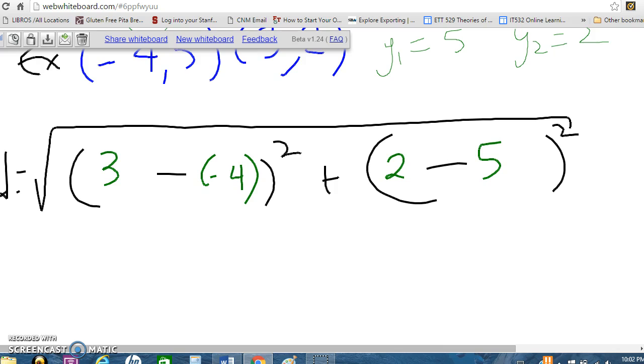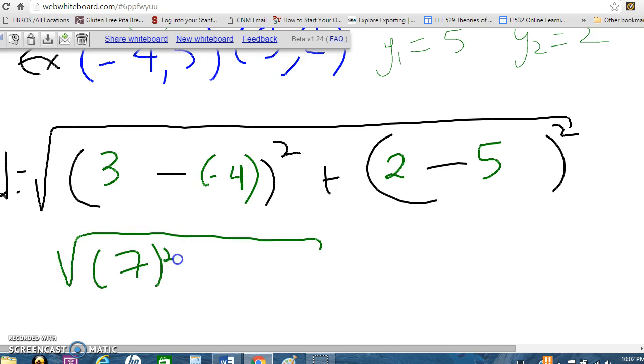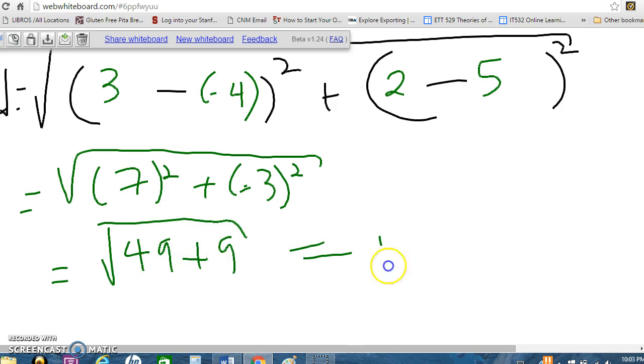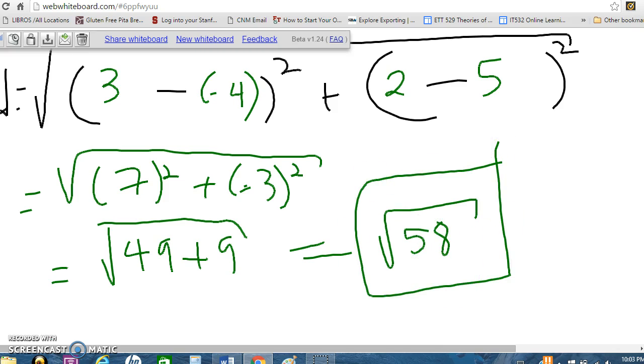And so when we do this, we have the square root of 7 squared plus -3 squared. So this is the same thing as having the square root of 49 plus 9, which is equal to the square root of 58. So the distance between these 2 points is the square root of 58.